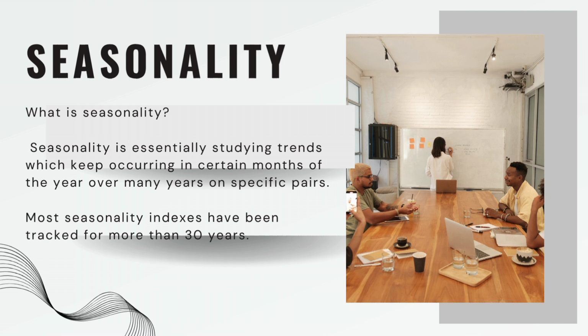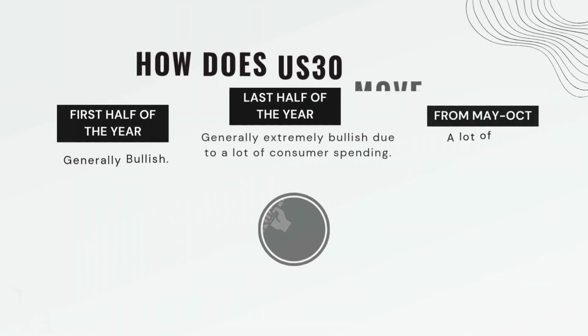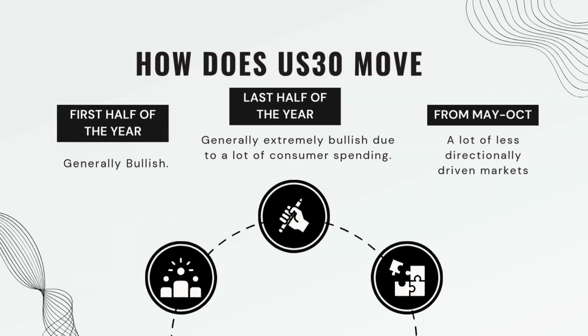So the US30 consists of 30 blue chip companies, and if these companies are doing well, then the S&P 500 will also be doing well. Why? Because the S&P 500 correlates positively with US30, and hence we also look at S&P 500 for more confluence. So how does the US30 move?